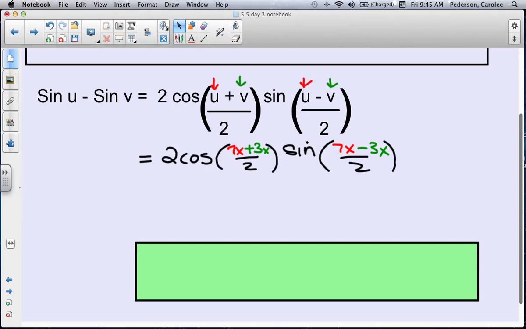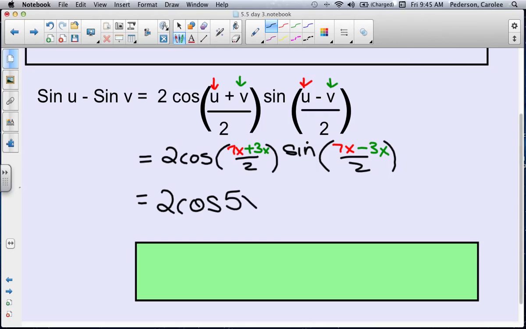All right. So we have 2 cosine of, we said 7x plus 3x is 10x, divided by 2, 5x. 7x minus 3x is 4x, divided by 2 is 4x. And we are done. 2x. Oh, thank you, 2x, yes. 4x divided by 2 is 2x.